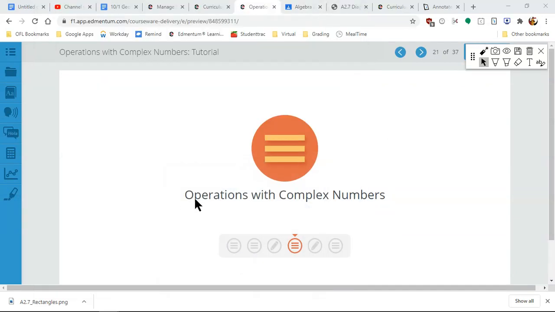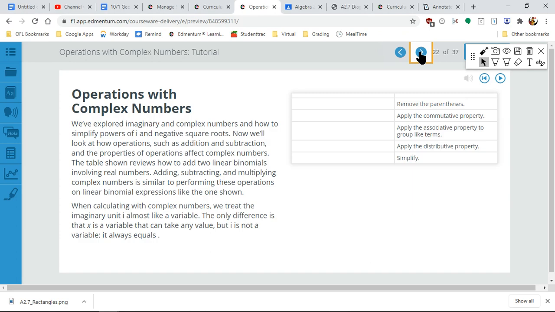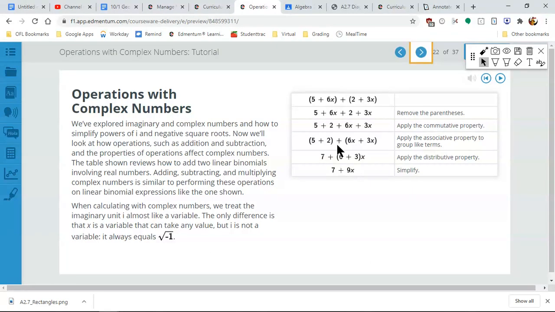All right. So, operations with complex numbers. We're going to talk about what we can and can't do with complex numbers, or more importantly, how we do it. Just like variables, we have to have like terms. With variables, we have to organize them, and it's going to be the same thing with complex numbers. Think of the i as a different type of variable.